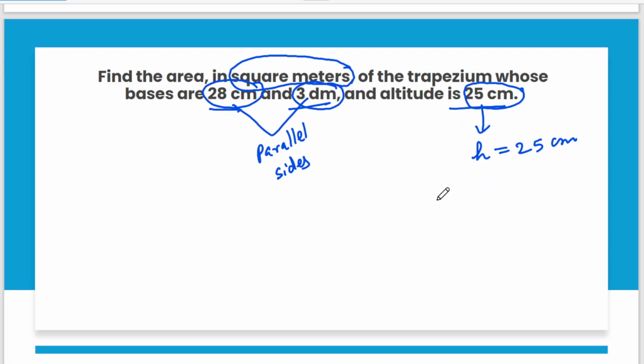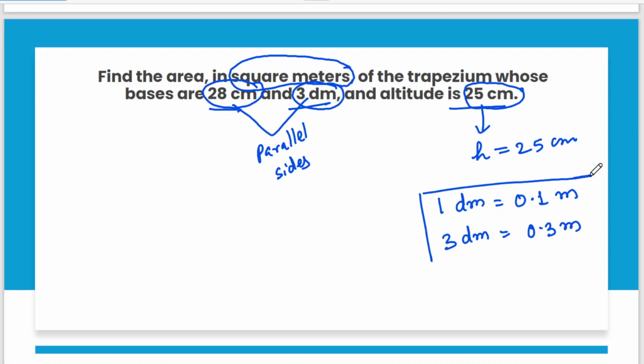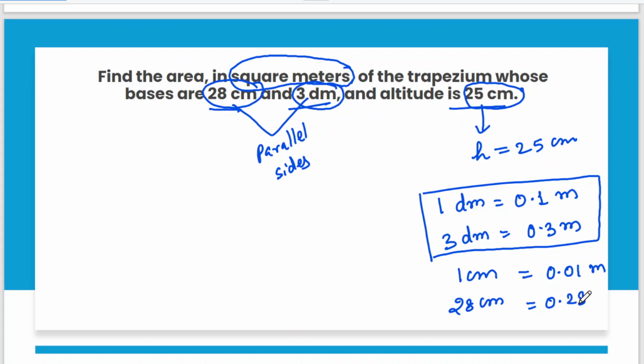Okay, so let me change the unit first. So we know 1 dm equal to 0.1 meter. So 3 dm, that is decimeter, equal to 0.3 meter. So we have got the conversion of this. Now we know 1 centimeter equal to 0.01 meter. So 28 centimeter will be equal to 0.28 meter.